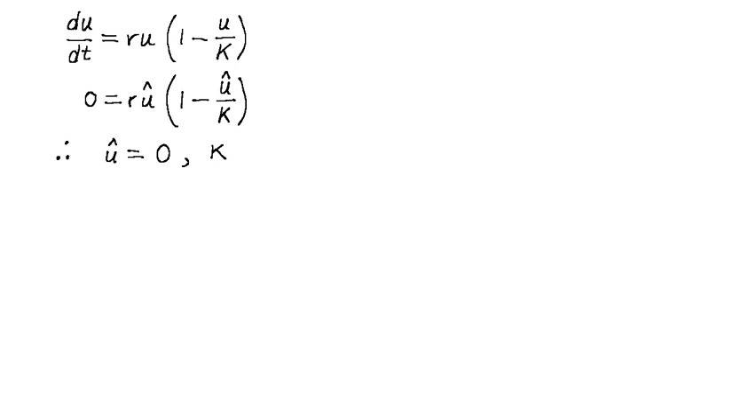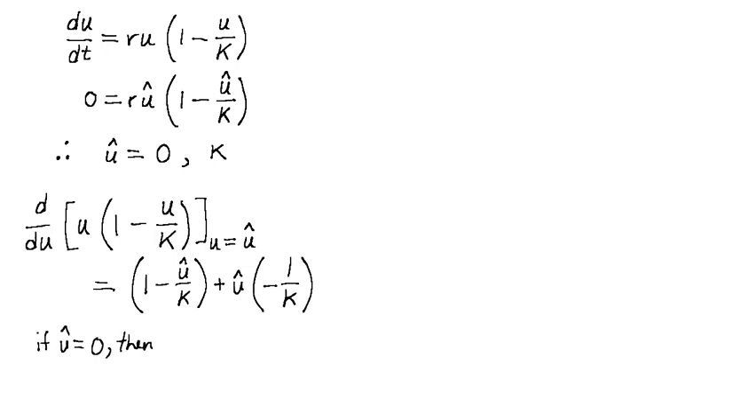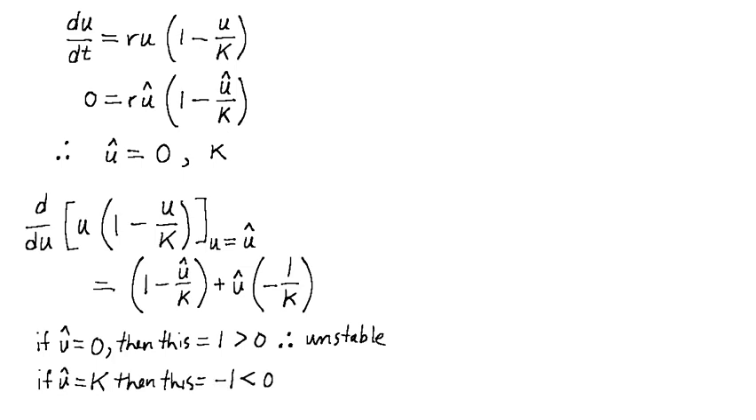If we were satisfied with a local assessment of equilibrium stability, we would proceed by differentiating du by dt with respect to u, then substituting u is equal to u hat. In this case, we would get this expression. Subbing u hat equals 0 into the expression yields a quantity that is strictly greater than 0. Thus, u hat equals 0 is an unstable equilibrium. Subbing u hat equal to k into the derivative gives us a quantity that is strictly less than 0. Thus, u hat is equal to k is locally asymptotically stable.